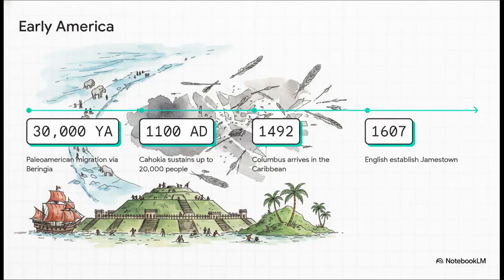If we zoom way back to about 30,000 years ago, we see Paleo-American migration via Beringia. Fast forward to the year 1100, and you've got the Mississippian city of Cahokia. It's thriving, sustaining around 20,000 people. To put that into perspective, that made it bigger than London at the time. But as we know, this rich, complex indigenous history was abruptly and forever altered when European colonizers arrived, starting with Columbus in the Caribbean in 1492 and the English setting up Jamestown in 1607.